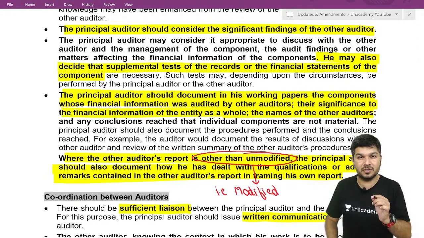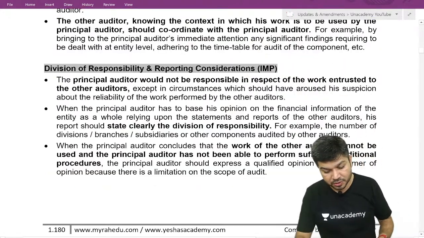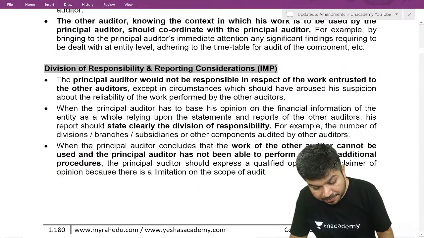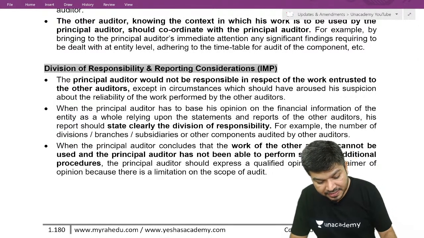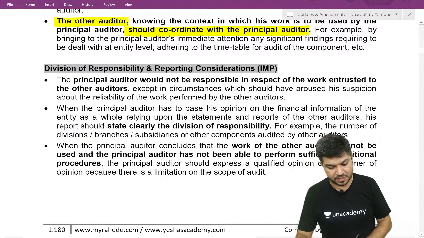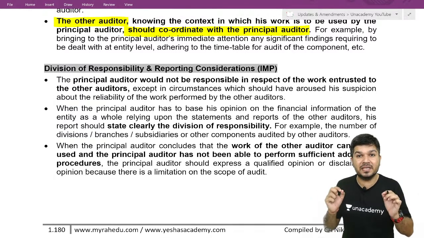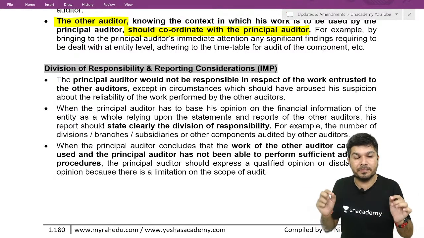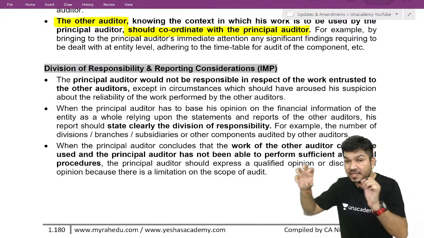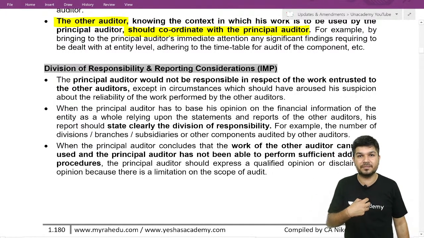The other auditor should bring to the immediate attention of the principal auditor any significant findings at the branch. And the other auditor should coordinate with the principal auditor. How to coordinate? By making sure the branch audit is completed within the deadline given, and any significant thing you find at the branch, you communicate to the main auditor. This is nothing but coordinating with the principal auditor.